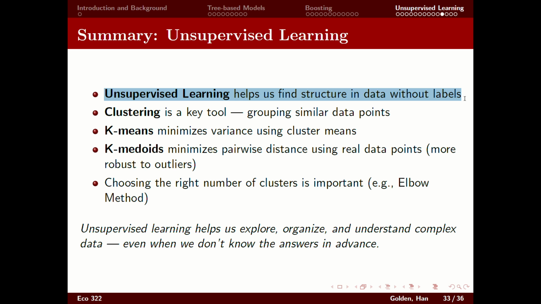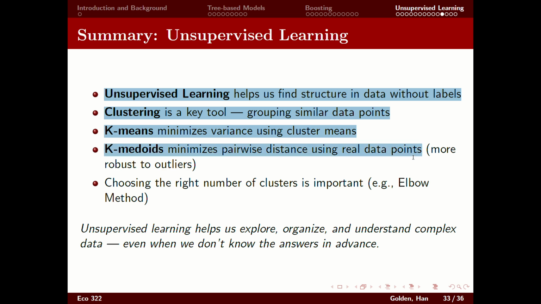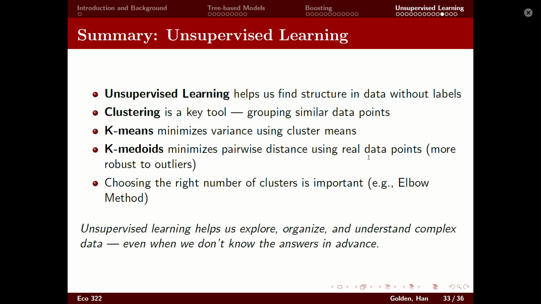So unsupervised learning helps find the structure within data without labels. Clustering is a key tool, grouping similar data points. K-means minimizes variance using cluster means, and k-medoids minimizes pairwise distance using real data points. Choosing the right number of clusters is important, using the elbow method.